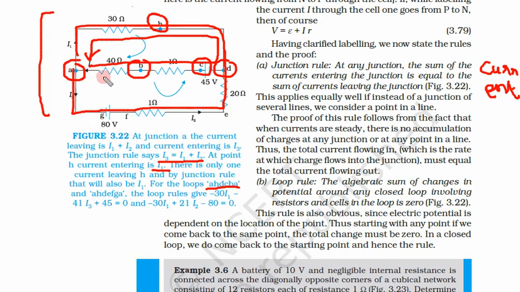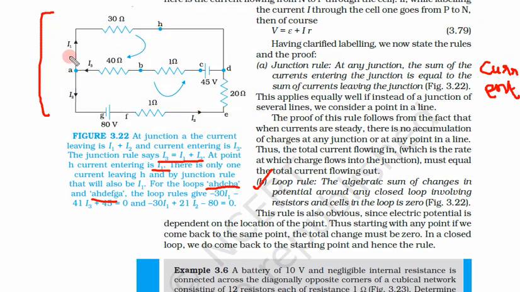So there are two loops, this smaller loop and this bigger loop. For these loops, the loop rule gives the second rule. What does this give? Minus 30 I. Let us take this smaller loop first. The current leaving this junction gives minus 30 I across the 30 ohm resistor, because we always solve like this.